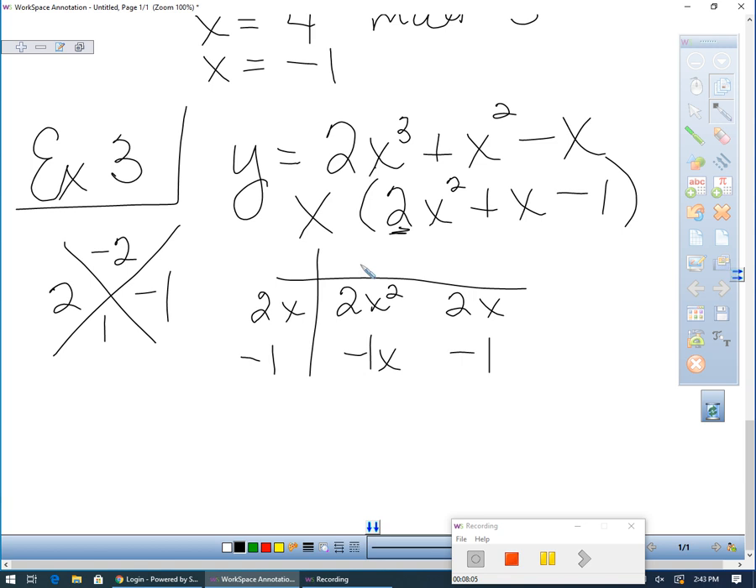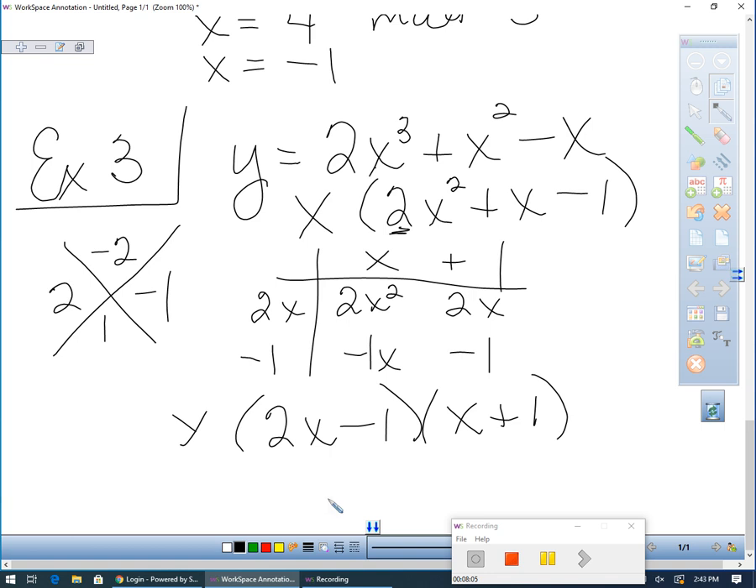Up and down, what can I take out? And up and down the last one. Just a 1. All right. So here are my factors. I have 2x minus 1. I have x plus 1. And don't forget that x in front.